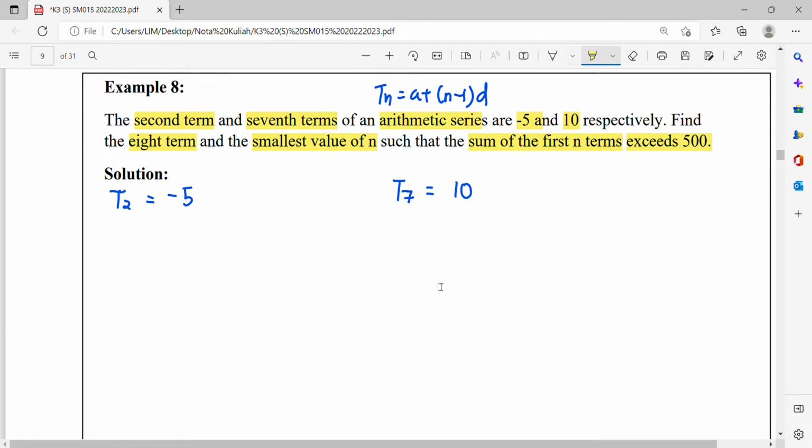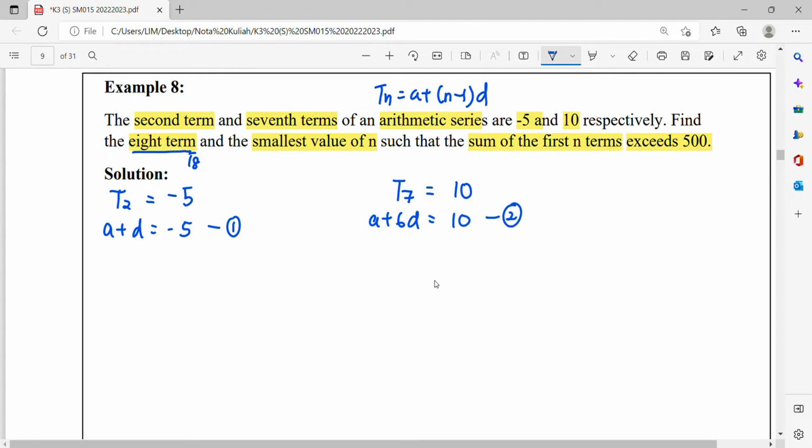Okay, so we finish our first task first. What is our T8? In order to find our T8, we must have a and d. So from these two pieces of information, we solve two simultaneous equations to find our first term and common difference. For T2, it will be a plus d equals -5. For T7, it will be a plus 6d equals 10. So first equation, second equation.